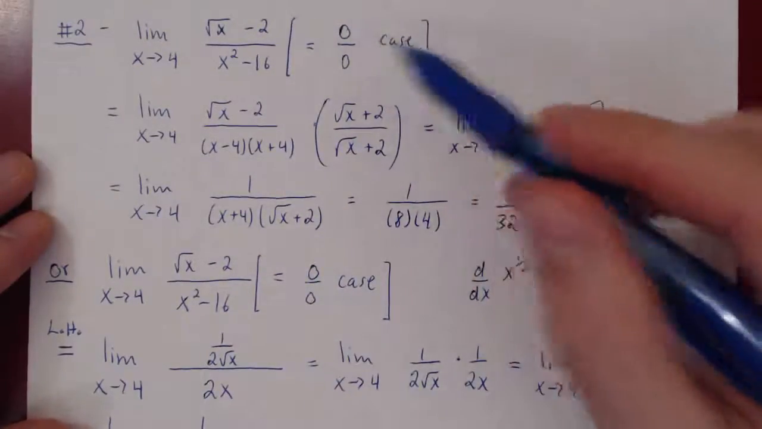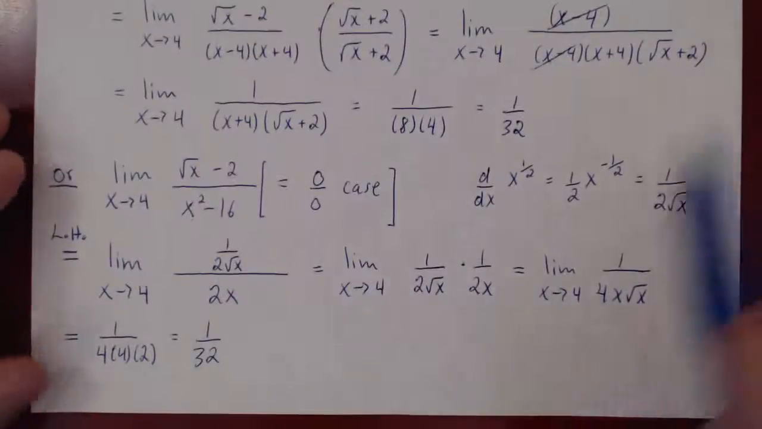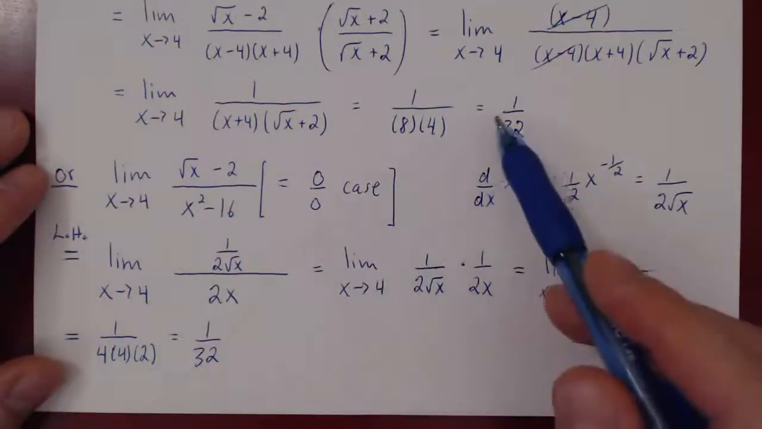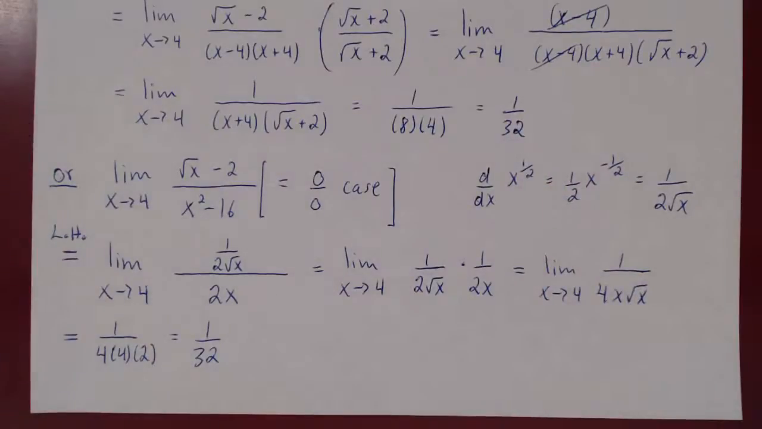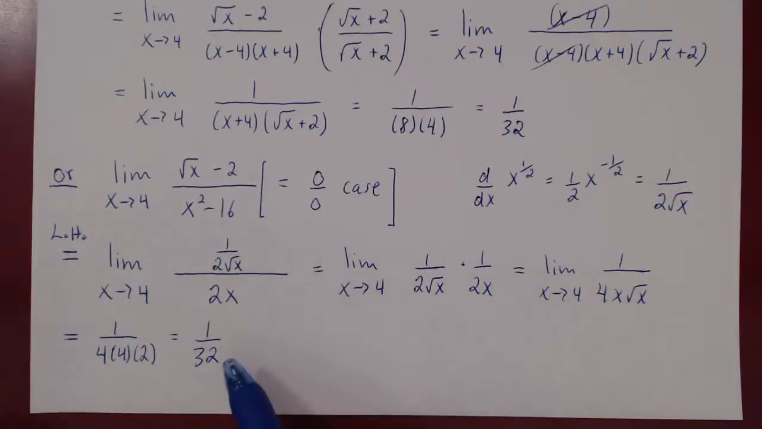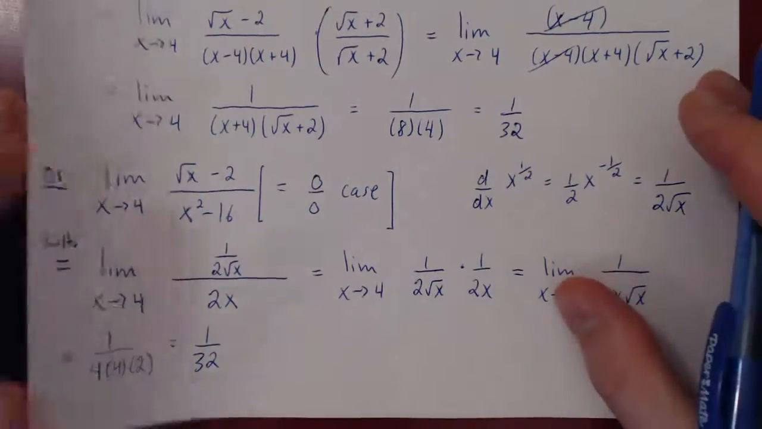Because we had a 0 over 0 case, we could use L'Hopital's rule. And we did apply L'Hopital's rule once, and we got to the same answer. Let's look at now examples where L'Hopital's rule will give us a limit that will not exist right away. And let's see if we can somehow use L'Hopital's rule more than once for a particular problem. So here's our third problem.